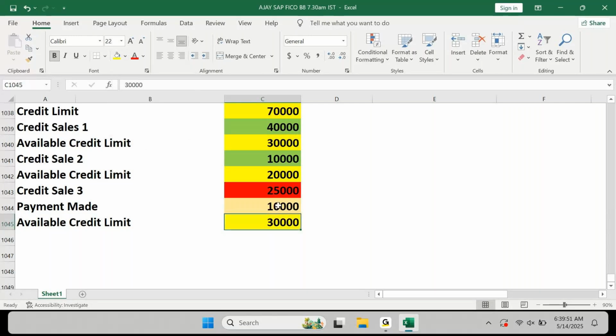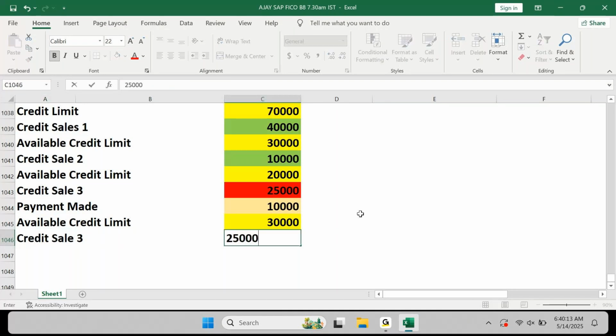This is rejected. You put it in red because it is rejected. Rejected means the previous credit is applicable, 20,000. On 20,000, if you make an additional 10,000 payment, 20 plus 10, your revised credit limit is 30,000. Now, if I bring this credit sale again, is this accepted or not? 25,000. It will be accepted.